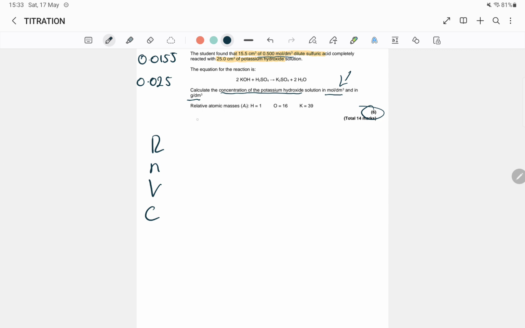So when you're doing your table, top line of your table should always be your equation, because your first step should be balancing your equation. With titration, as long as you read the question carefully, they've given me the details for sulfuric acid and they've asked me to find the concentration of potassium hydroxide. Therefore, my products are pretty much useless. I don't need them. Doesn't matter what my products are, it's not going to impact it.